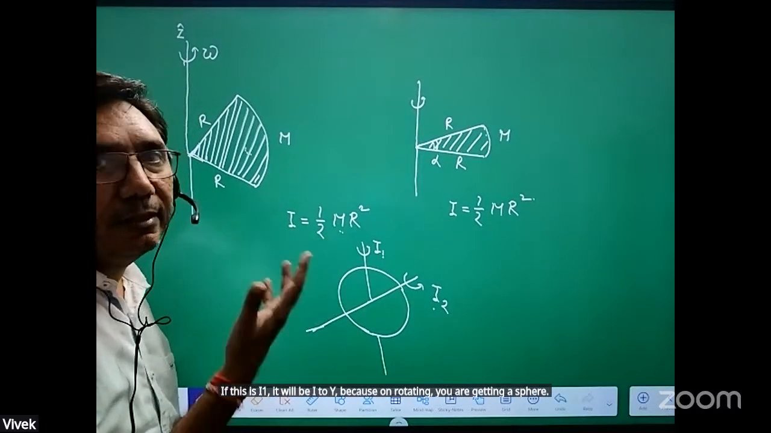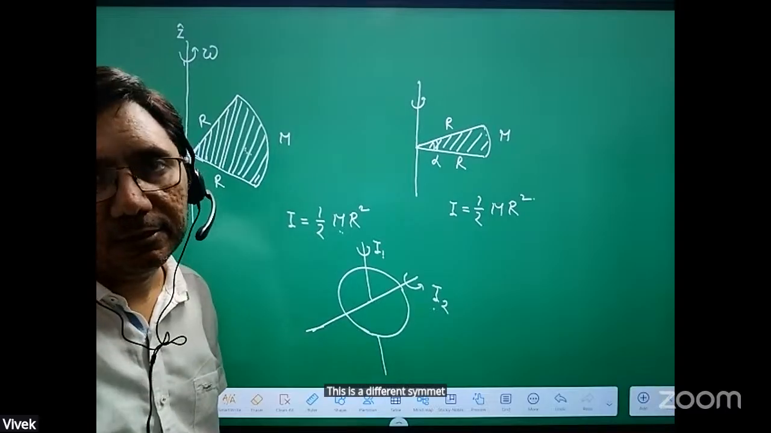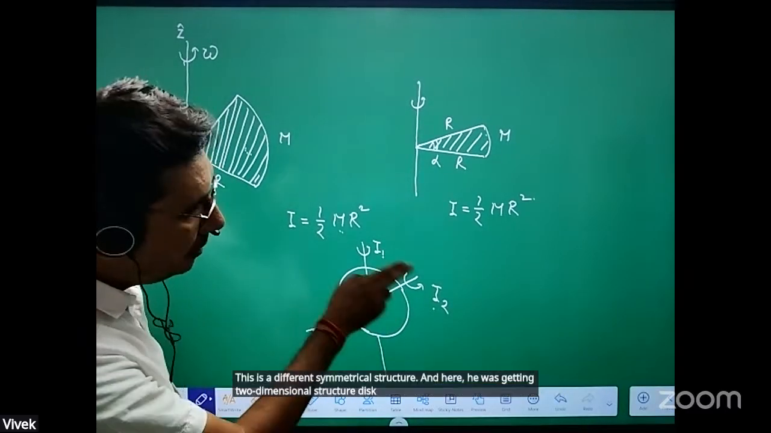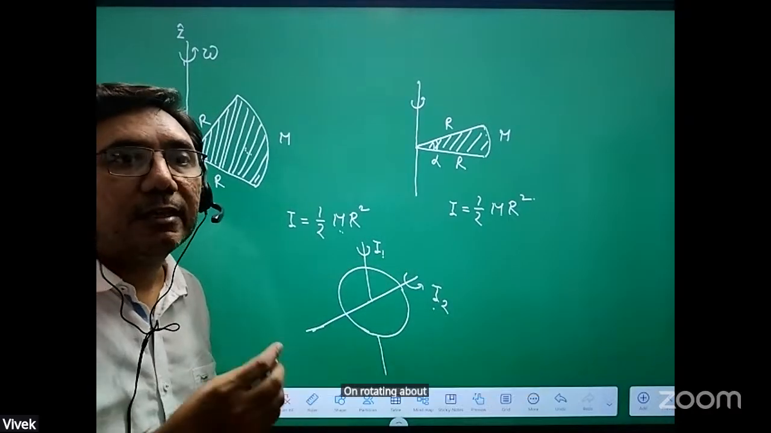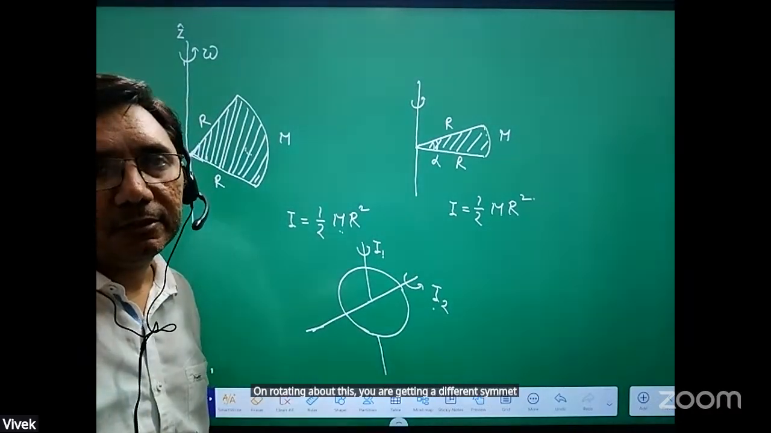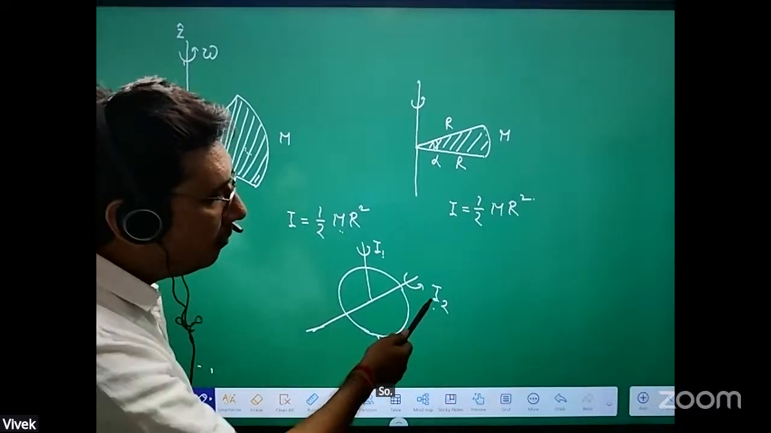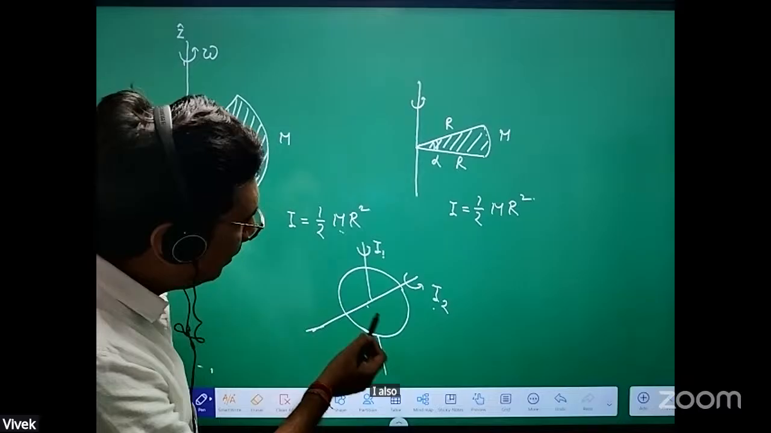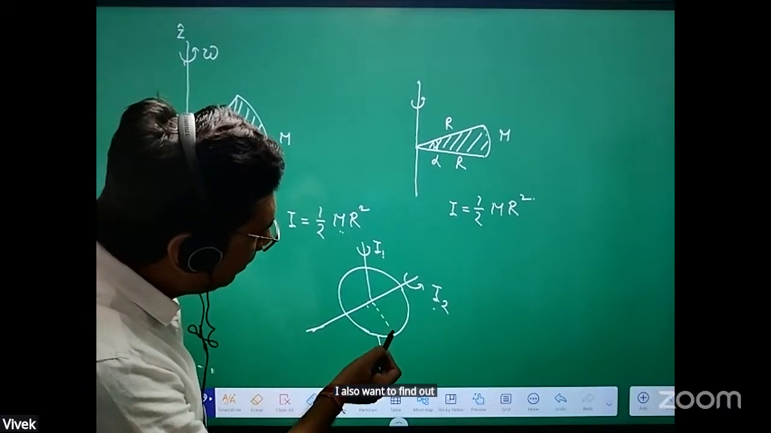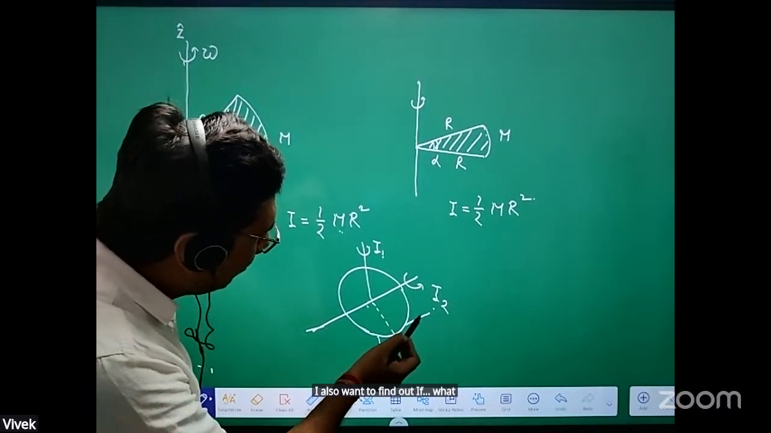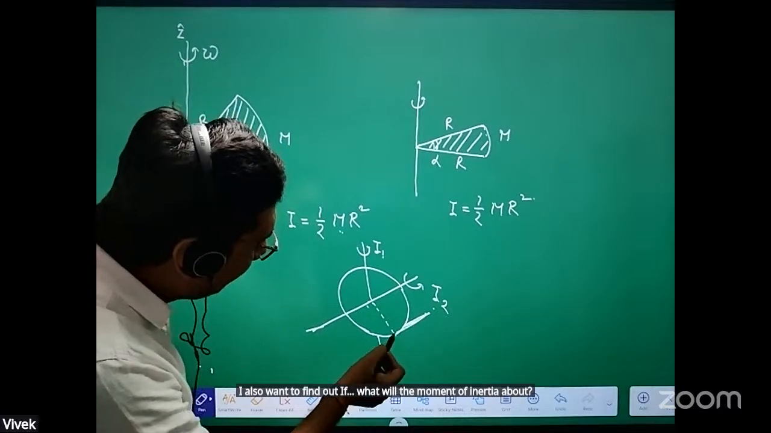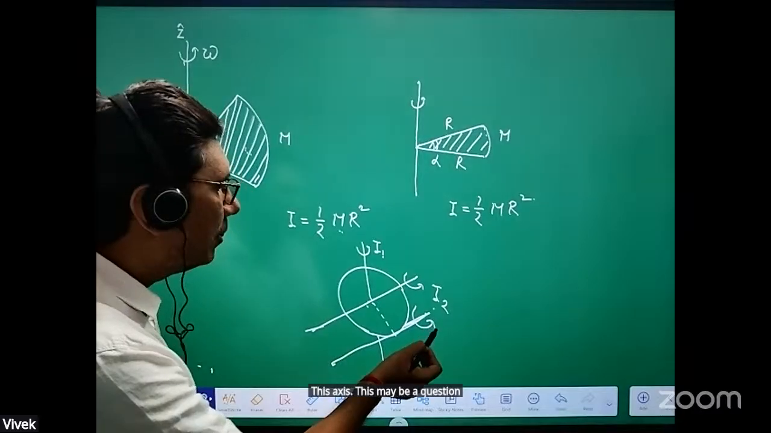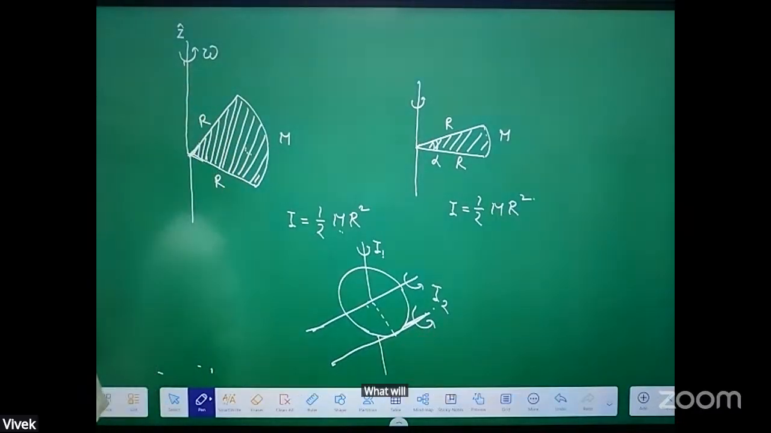This is a different symmetrical structure. And here you are getting a two-dimensional structure, a disk. Here, on rotating about this, you are getting a different symmetrical structure. So automatically this I2 will be different. I want to find out this I2. I also want to find out what will be the moment of inertia about this axis. This may be a question. If I want to rotate about this, what will be the moment of inertia?